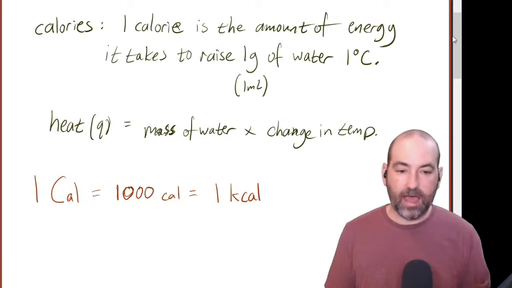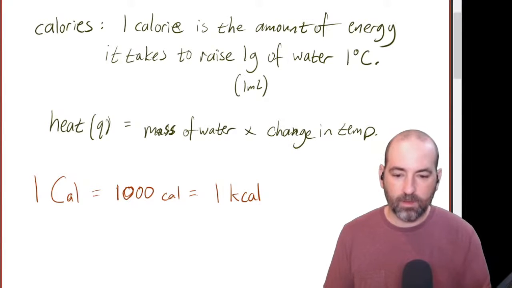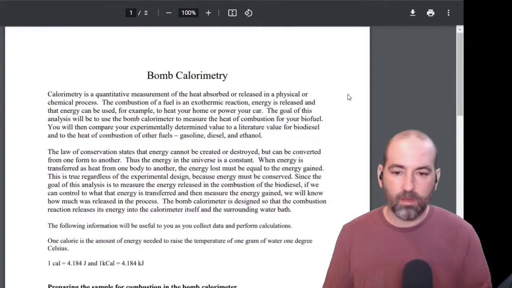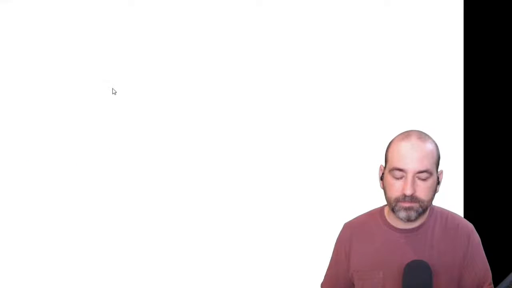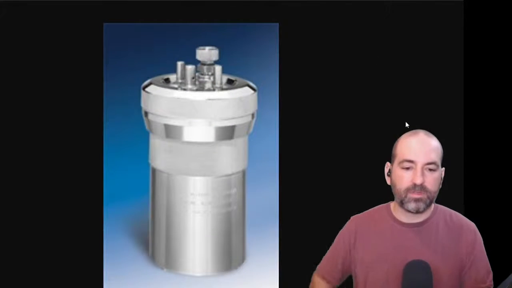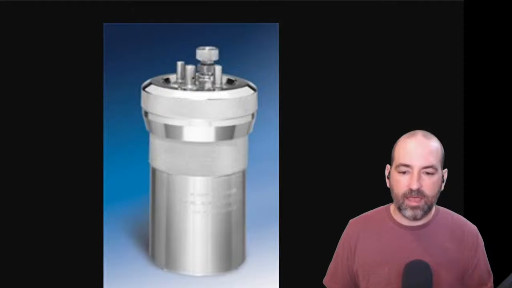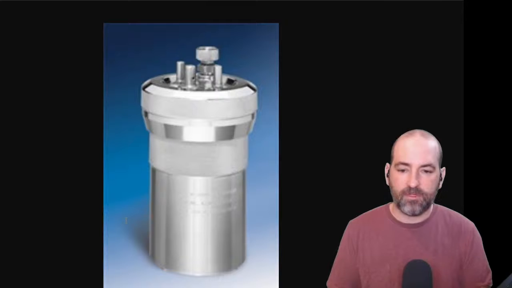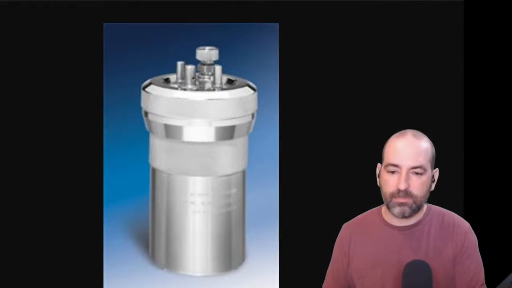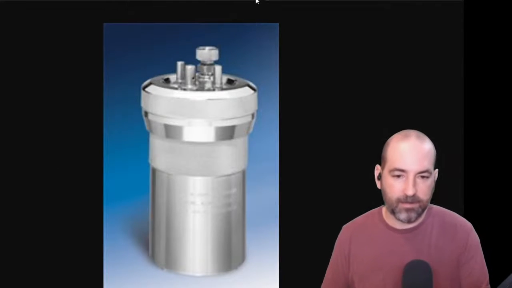So then physically in lab, what does this look like? On Blackboard, there is a picture of a bomb calorimeter. And I'm going to take it apart for you too. This is what it looks like. It is a heavy steel-walled thing, and it is meant to maintain its volume. So it doesn't get bigger, it doesn't get smaller, it's just a hard steel container.